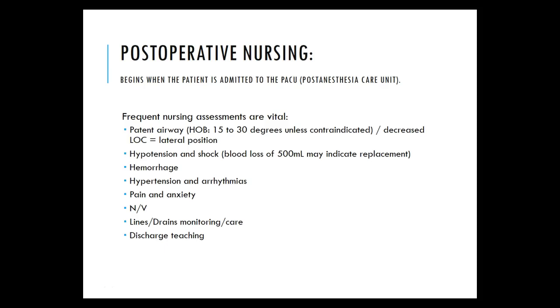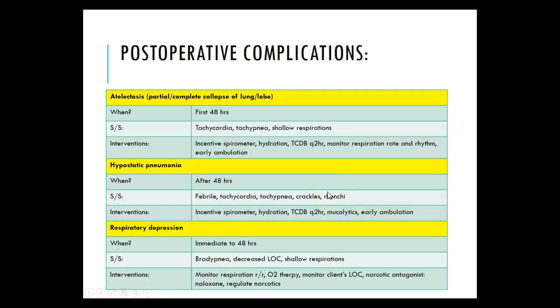Watch their lines and drains if you are moving the patient around. They're at risk for hypotension and shock if more than 500 mLs were lost during surgery. Watch for signs of hemorrhage. Again, this can be low blood pressure, increased pulse rate, hypertension and arrhythmias. Stay ahead of the pain, anxiety that's related to it, nausea and vomiting. And if it's outpatient, make sure that all questions are answered during discharge teaching.